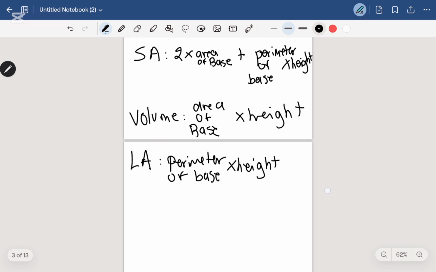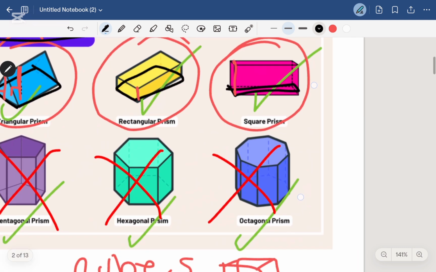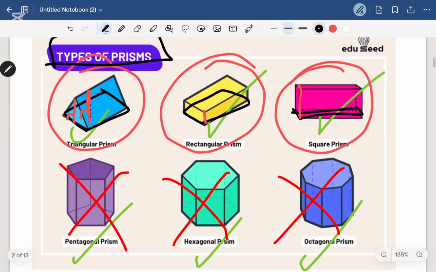So the surface area, let's say if we took the surface area of the rectangular prism, it would be the area of this side, plus the area of this side, plus the area of this side, plus the area of this side, plus the area of this side, plus the area of this side. This is the surface area of the full surface.